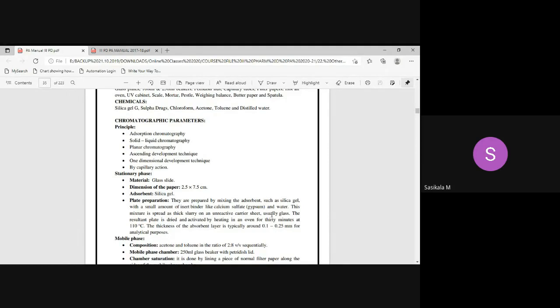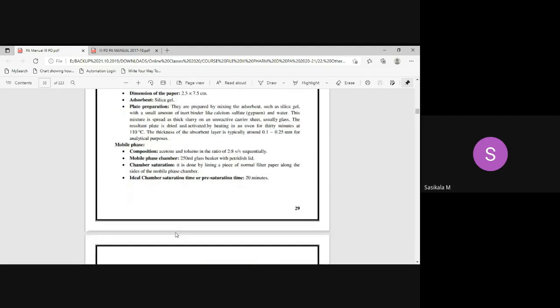If you take it after drying, you will understand whether the plate is activated or not. You will get a very dried plate. That plate is ready now for sample application and TLC run. Okay, so this is how the stationary phase is selected. Now next we will move on to the mobile phase selection.